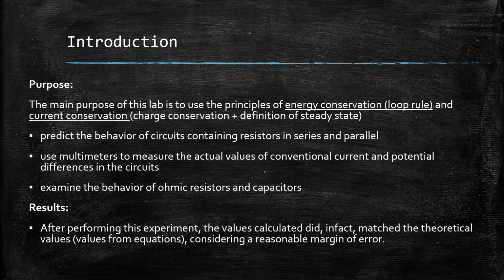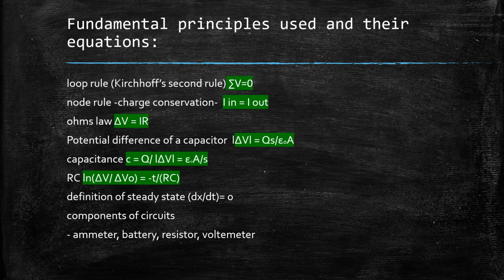After doing these experiments, the values measured did match my theoretical values, which I derived from equations in class, considering a very slight margin of error. So here we have the fundamental principles used in the slide and their equations, which are the loop rule, node rule, Ohm's law, potential difference of a capacitor, capacitance, RC, the definition of steady state, and the different components of circuits, which are very important to consider in the lab.